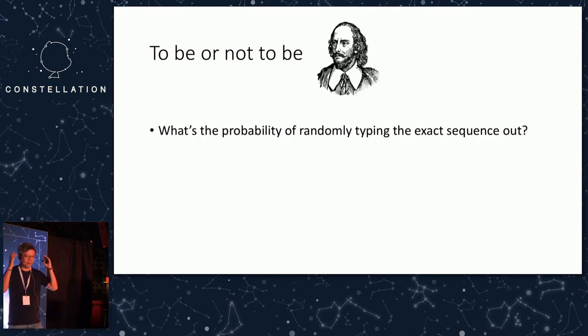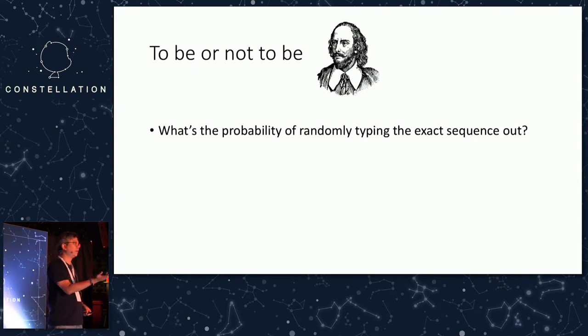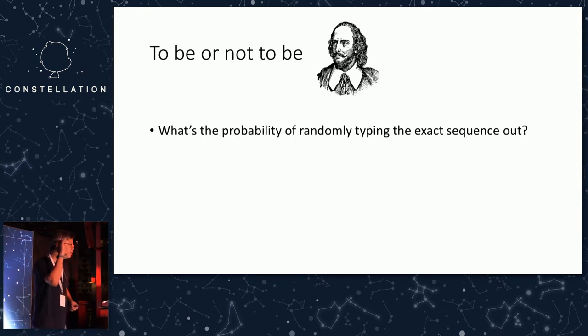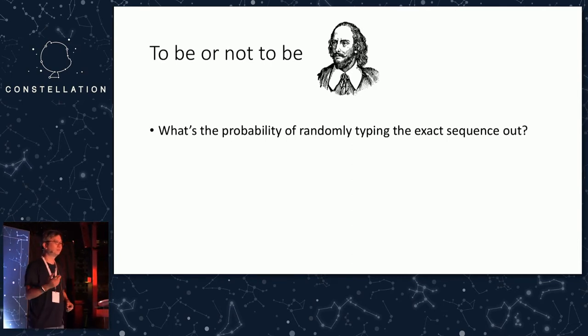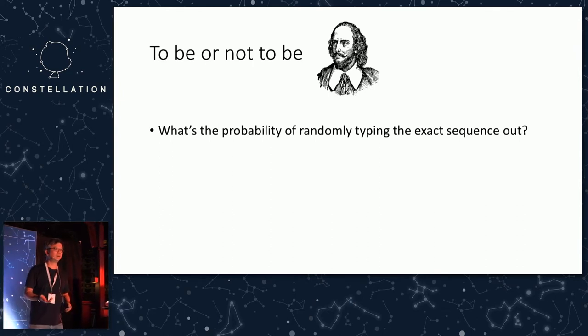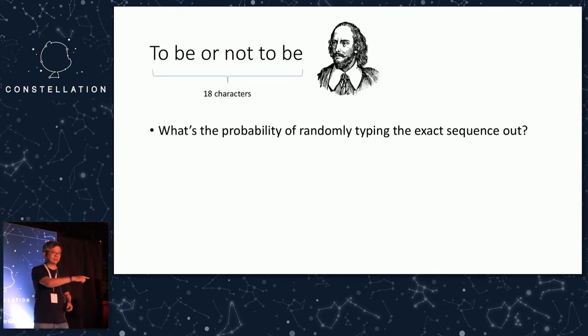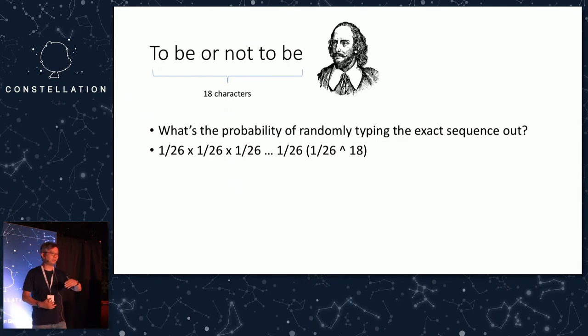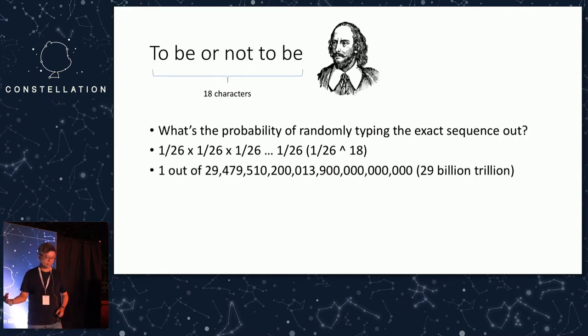Okay, so what's the probability of randomly typing exactly the same sequence? What do you think? One out of any number? Come again? 12? 12,000? 12 million? Okay, to be exact, there are actually 18 characters here, right? And the probability, in case this refreshes your high school mathematics, is 1 over 26 to the power of 18, if there are 26 characters in the alphabet, multiplied 18 times. So what do you think that number is? That's 1 out of 29 billion trillion, right?